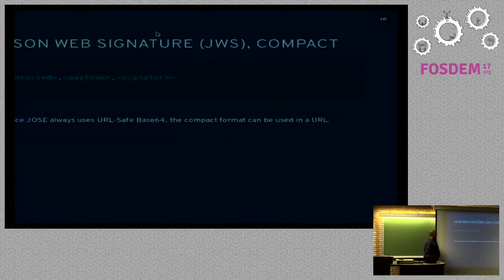And that allows us to actually do something called a compact format. The compact format is where we take the protected attribute, the payload attribute, and the signature attribute, and just concatenate them all, base64 encoded. Now the neat thing about this is that this structure can actually be used in the URL because it's all base64 URL safe. So you can actually pass this signature in a URL. The server can take it and validate it right out of the URL.